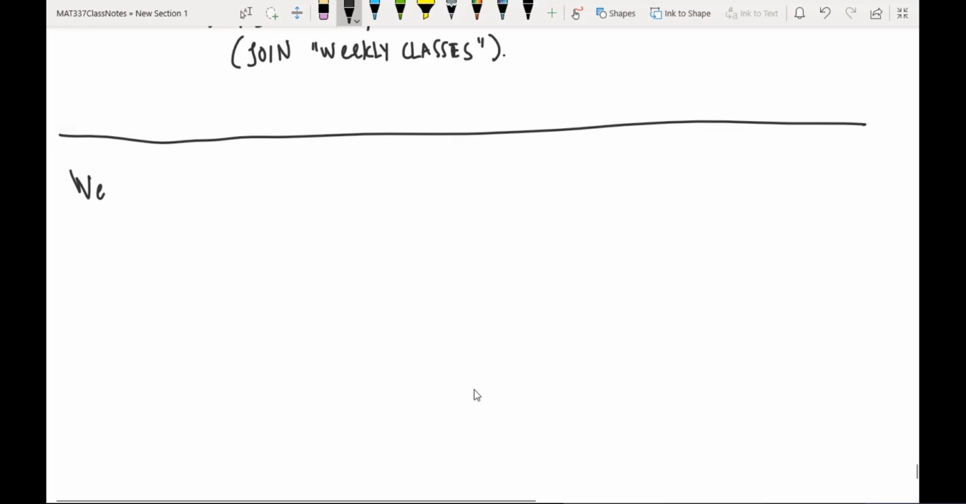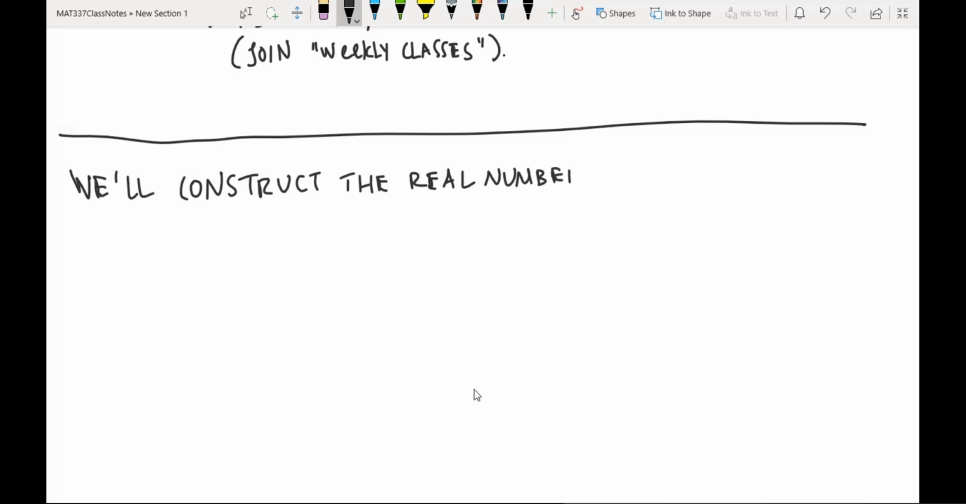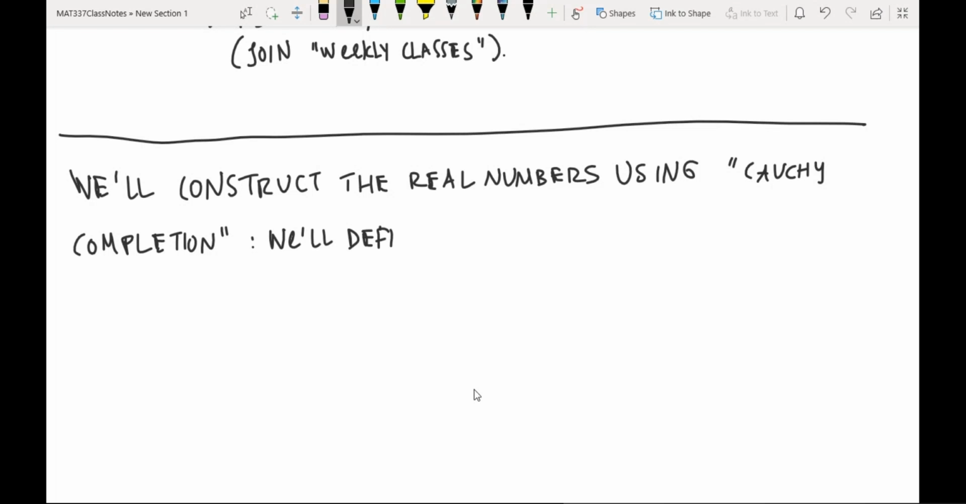So we will construct the reals using what is called the Cauchy completion. The strategy is simple. We will define the reals as the limits of rational numbers.